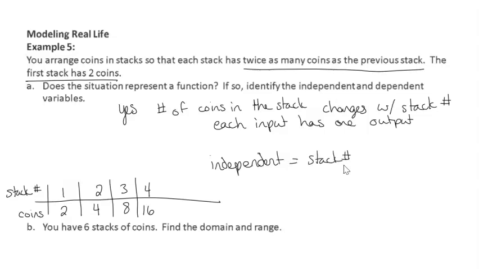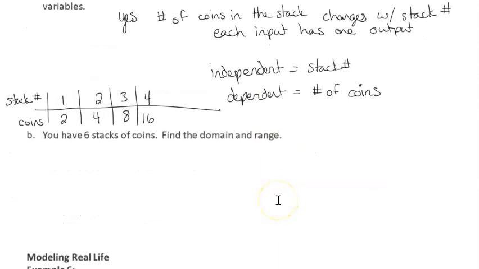And then based on that number, you're going to find out how many coins. So the dependent variable is the number of coins, because how many coins you have depends on which stack number you're on. All right, it says here you have 6 stacks of coins. So let's go ahead and finish this table because we were so close. So remember, it's doubling every time. So 5 would be 32 coins and 6 would be 64 coins.